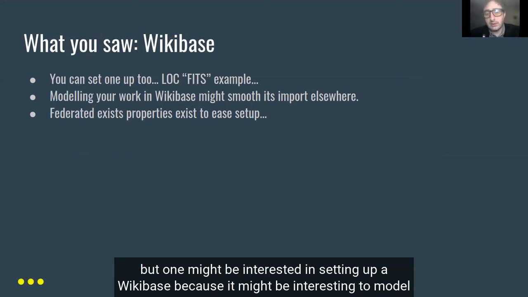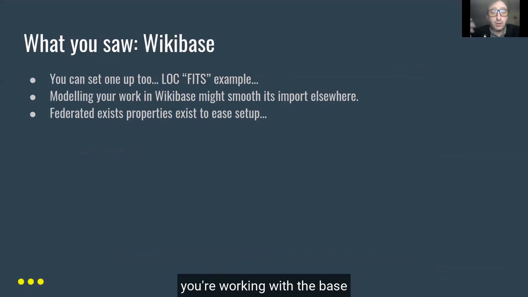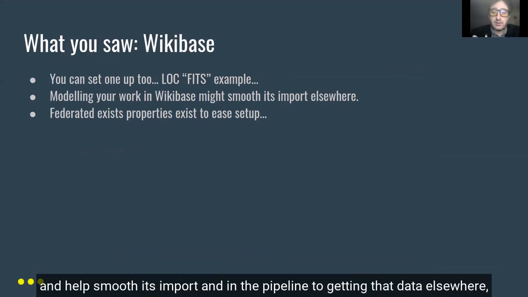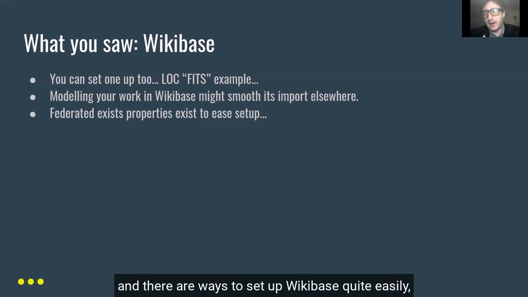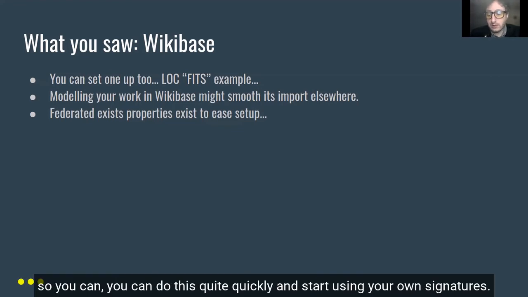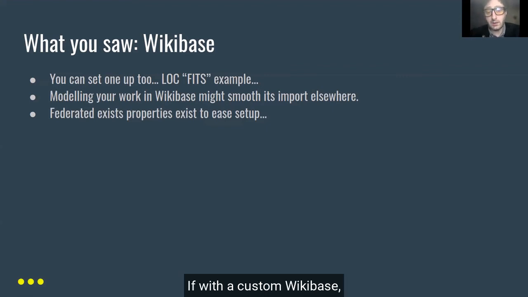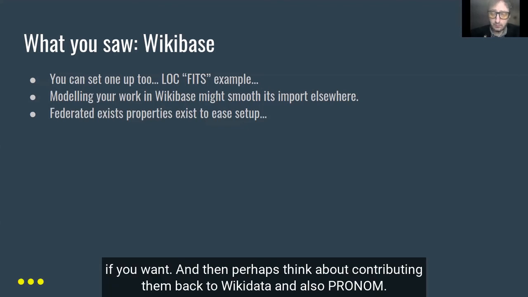But one might be interested in setting up a Wikibase because it might be interesting to model your work in Wikibase and help smooth its import and the pipeline to getting that data elsewhere, for example, into Wikidata proper. And there are ways to set up Wikibase quite easily, so you can do this quite quickly and start using your own signatures with a custom Wikibase if you want, and then perhaps think about contributing them back to Wikidata and also Pronom.